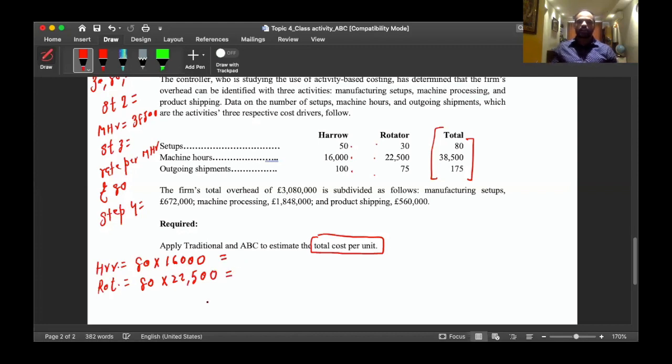So the overhead is how much? For Harrow, how much is overhead? $1,280,000. And how about rotator? $1,800,000. This is your step four, right? Now we need step five, which is for Harrow and for rotator.